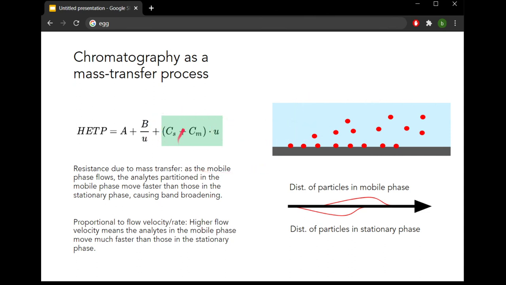the faster your flow rate, the greater this mass transfer process is, because the flow is just pushing the guy who can run fast forward much faster, and the guy with the broken leg is just kind of lying down on the floor. So this resistance is actually proportional to your flow rate. The higher your flow rate, the greater the resistance.